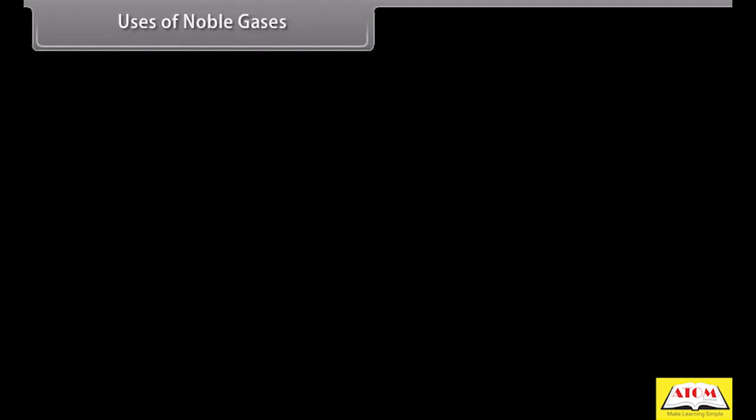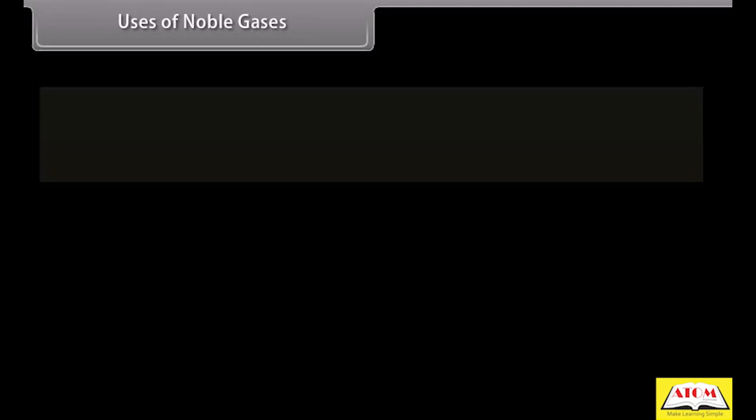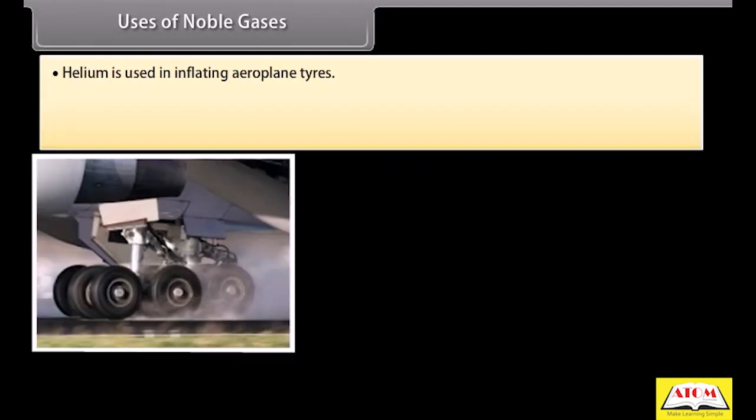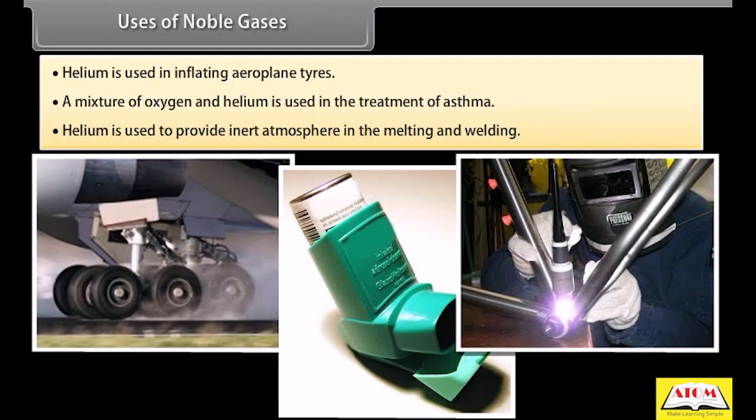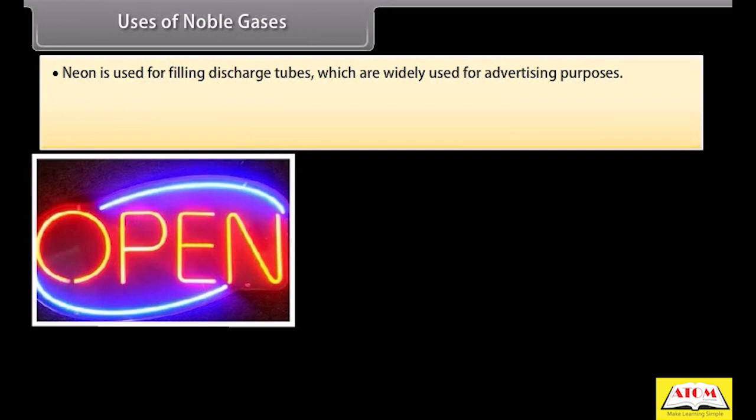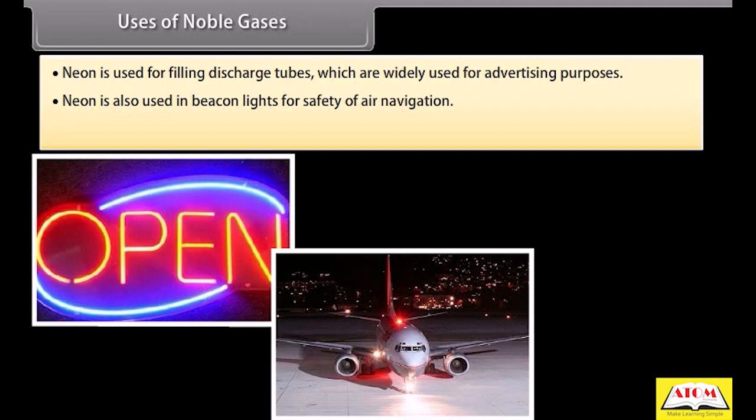Uses of noble gases. The important uses of noble gases are the following. Because of the lightness of helium, it is used in inflating aeroplane tires. A mixture of oxygen and helium is used in treatment of asthma. Helium is used to provide an inert atmosphere in melting and welding. Neon is used for filling discharge tubes which have characteristic colors and are widely used for advertising purposes. Neon is also used in beacon lights for safety of air navigation as the light possesses fog and storm-penetrating power.